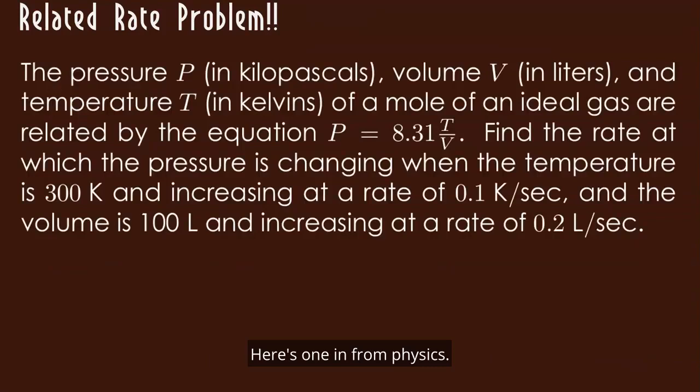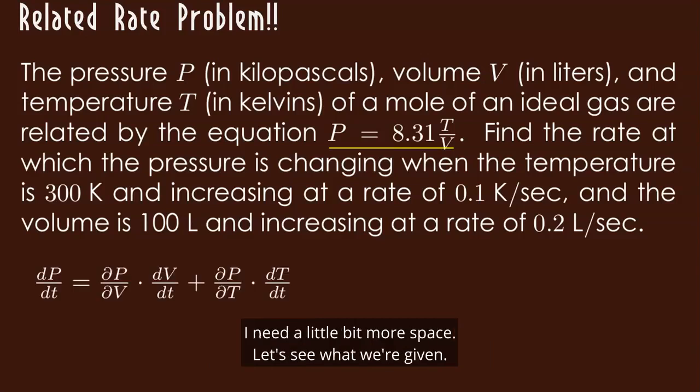Here's one from physics. The pressure in kilopascals, volume V, and temperature T of a mole of an ideal gas are related by the equation P equals 8.31 T divided by V. Find the rate at which the pressure is changing when the temperature is 300 Kelvin and increasing at a rate of 0.1 Kelvin per second, and the volume is 100 liters and increasing at a rate of 0.2 liters per second. So let's see, I've got P is a function of T and V, and T and V are functions of time, so we get the same tree structure as before.